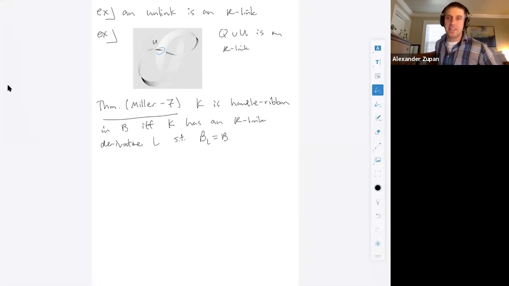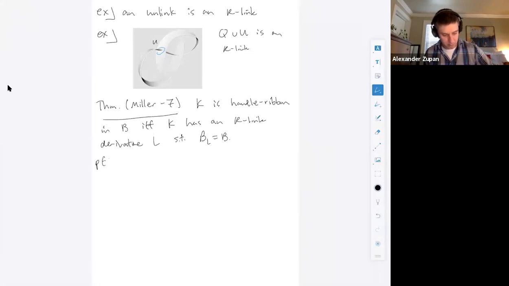So this is the handle ribbon version of the other two characterizations. The one that's known to be true for ribbon knots, that's an unlinked derivative, and the one that's conjectured to be true for slice knots, which is having a slice derivative. And the containment works the same way. Unlinks are always R-links, and R-links are always handle ribbon in B sub L, so they're always slice. So it's another way to frame this containment, and trying to understand this distinction can boil down to perhaps understanding the distinction between R-links and unlinks, or R-links and slice links.